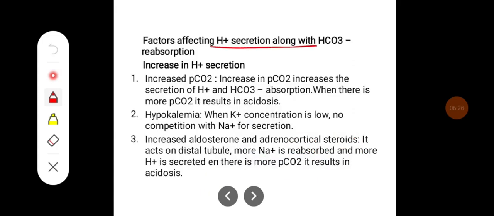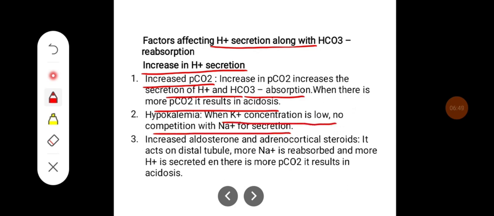The factors affecting H+ secretion along with bicarbonate reabsorption. Increase in H+ secretion: increased partial pressure of carbon dioxide increases the secretion of H+ ion and bicarbonate absorption. When there is more PCO2, it results in acidosis. Hypokalemia: when potassium concentration is low, there is no competition with sodium for the secretion. Then increased aldosterone and adrenocorticosteroids act on the distal tubule. More sodium is reabsorbed and more hydrogen is secreted, and there is more PCO2. It results in acidosis.